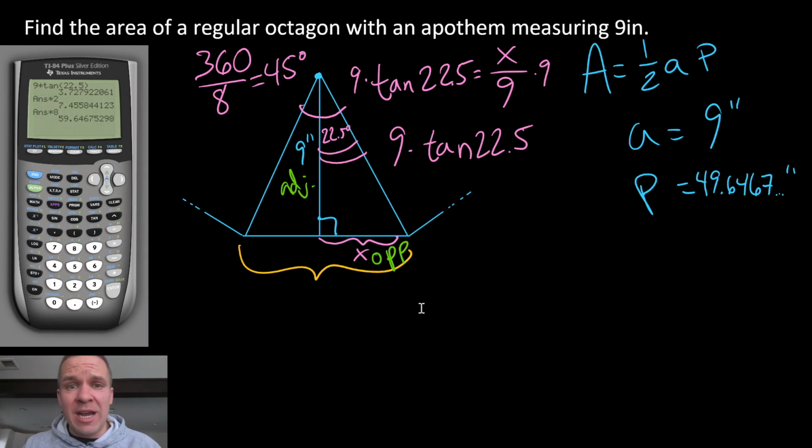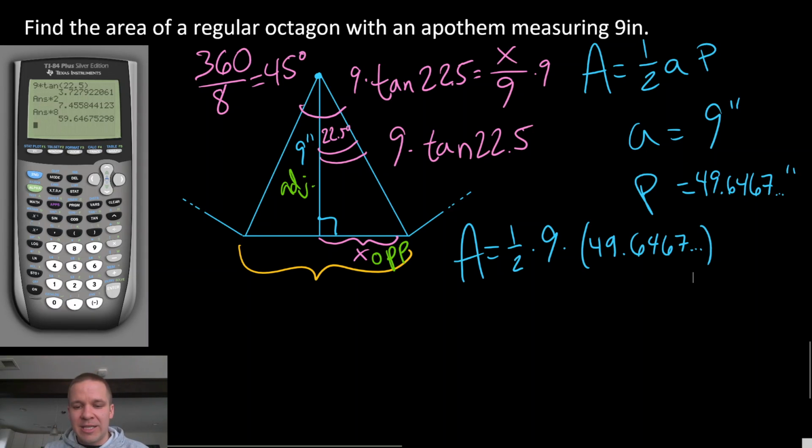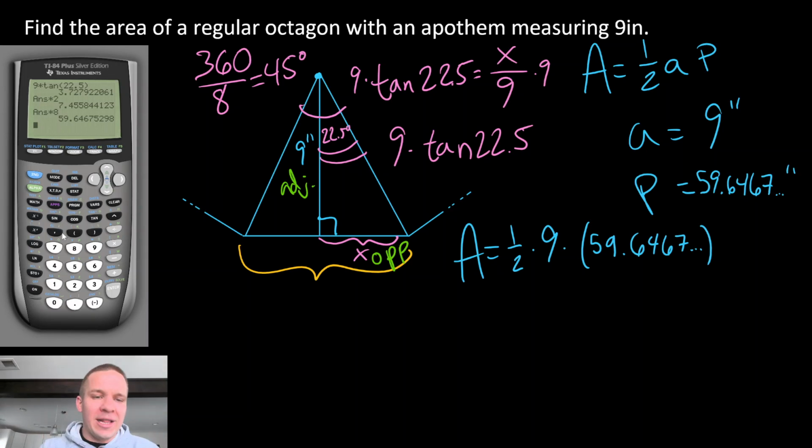So now I have everything that I need, right? I've got my apothem. I've got my perimeter. I didn't even have to draw the full octagon, just the part that I'm really working with there. My area is 1/2 multiplied by my apothem of 9, multiplied by my perimeter of 49.6467 and change. Let's get that going in that TI-84 Plus. And I just realized I wrote down 49, not 59. Good thing I went back to that TI-84, you know what I'm saying? All right, 59.6467 and change. Woo! All righty, let's plug it in.